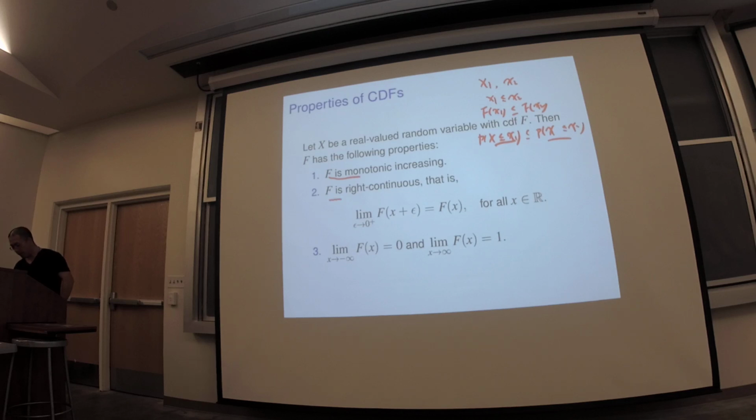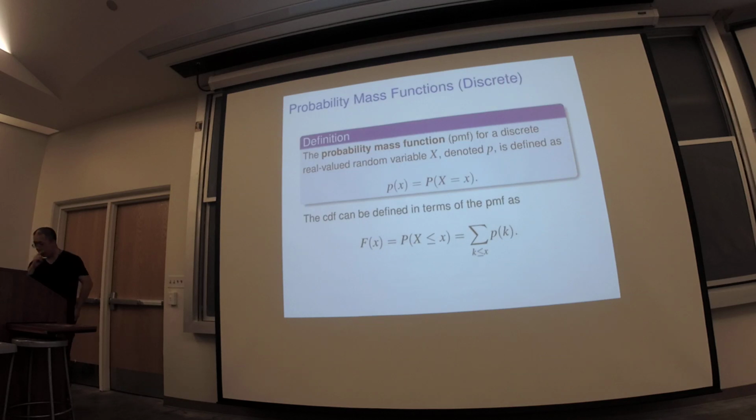And also, the CDF is right continuous. So if you take the limit from the right hand side to x, it approaches F(x) itself, but it's not guaranteed to be left continuous. And also, when x takes the limit to negative infinity, then the CDF is 0. And when x takes the limit to positive infinity, the CDF turns out to be 1. Right? So those are, I believe, things everyone knows.